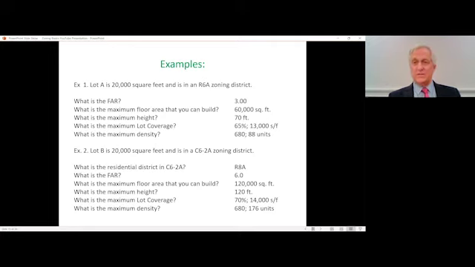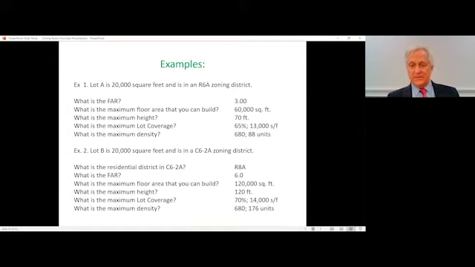In example 2, it's a 20,000 square foot lot in a commercial district, a C6-2A. We're going to just look at a residential development in a C. Even though it's a commercial district, you can do commercial and residential. We're going to just do a residential building in a C6-2A. So you find the equivalent district, which in the first line is R8A. What's the FAR for R8A? It's 6.0. You take 6.0 times 20,000, you get 120,000 square feet. That's the maximum floor area.